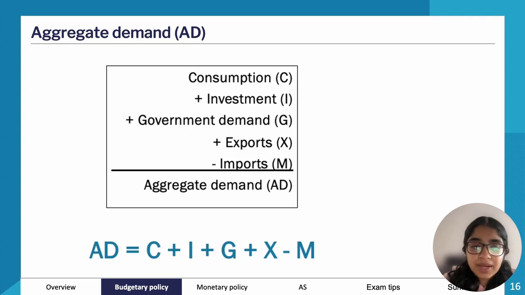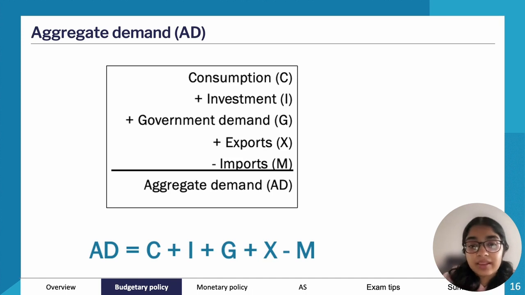Okay, so aggregate demand, this is a bit of a revisit. It's made up of 5 parts. So consumption, investment, government demand, and exports. Those all increase our aggregate demand. And then imports take away from the aggregate demand.